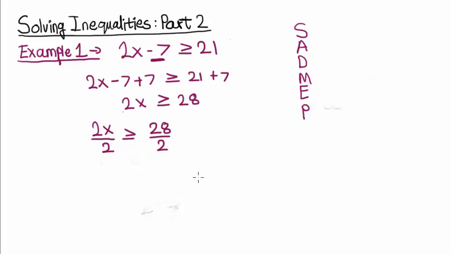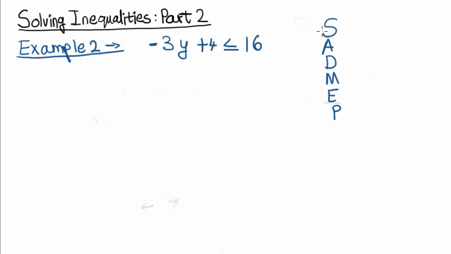by 2. These two 2's cancel each other out to give me a 1 as the coefficient, which is what I'm looking for. So I'm simply left with the variable x, which is greater than or equal to 28 divided by 2, which simplifies to 14. So the solution that satisfies the inequality 2x minus 7 is greater than or equal to 21 is x is greater than or equal to 14.